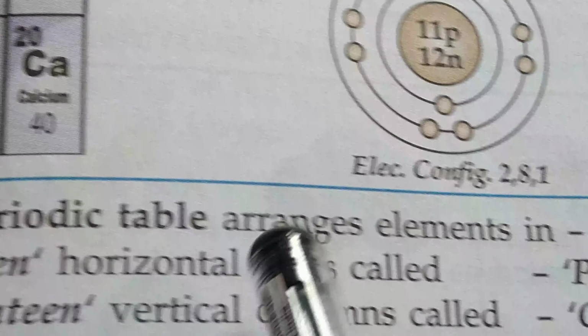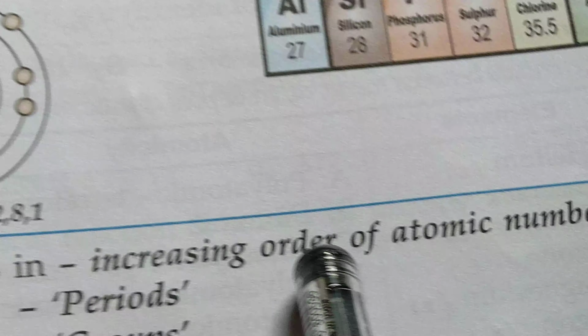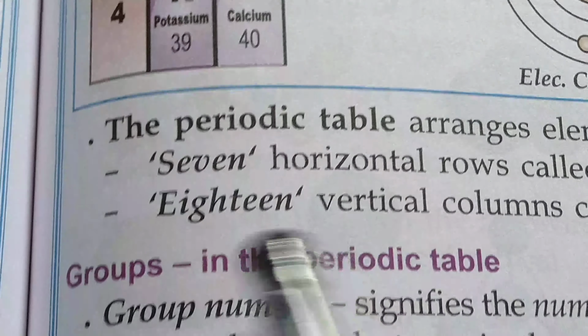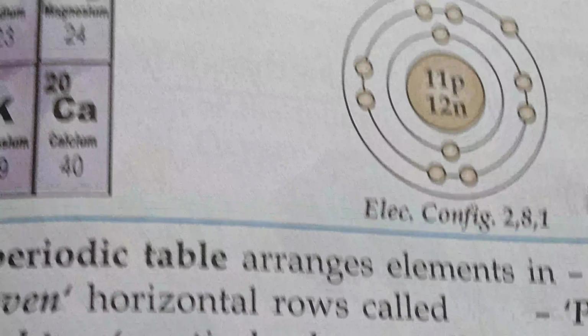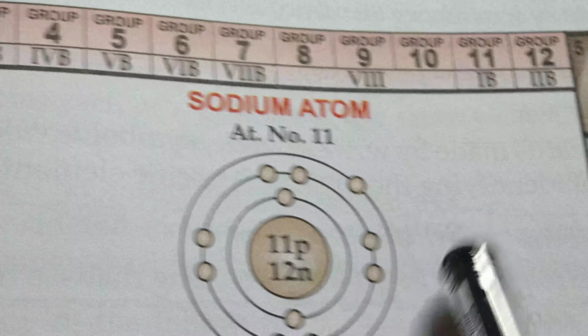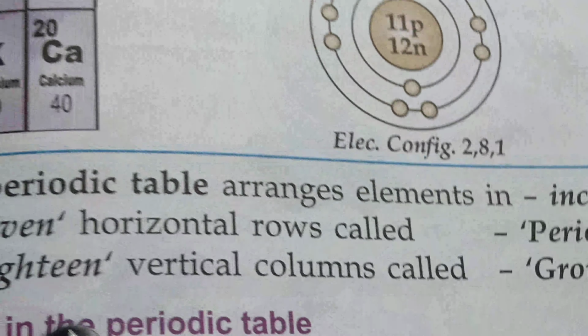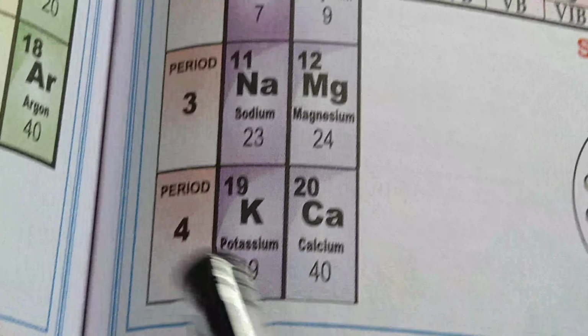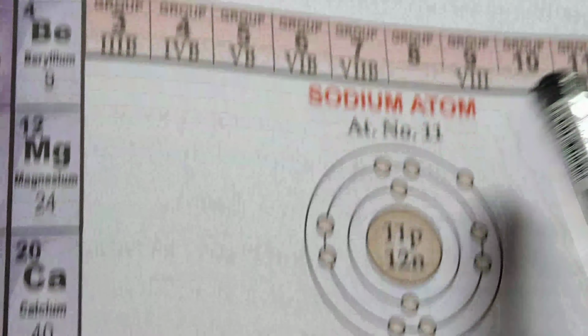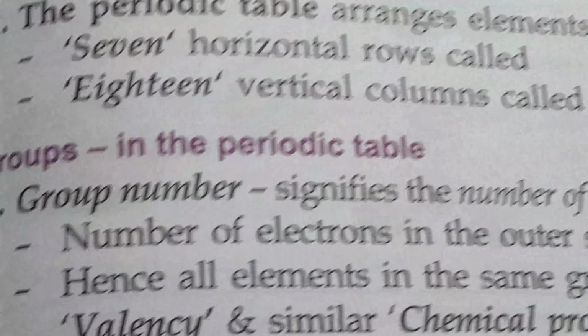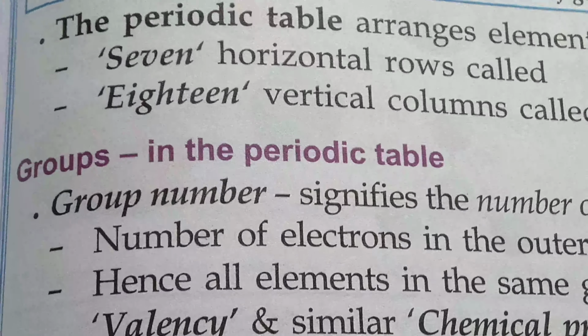Next, the periodic table arranges elements in increasing order of atomic numbers in 7 horizontal rows called periods and 18 vertical columns called groups. So, according to the modern periodic table, elements are arranged systematically by their increasing atomic number in 7 horizontal rows. These are known as periods, and 18 vertical columns. These are known as groups.